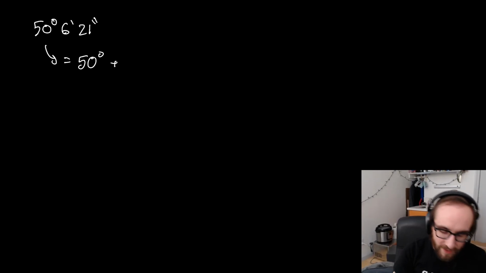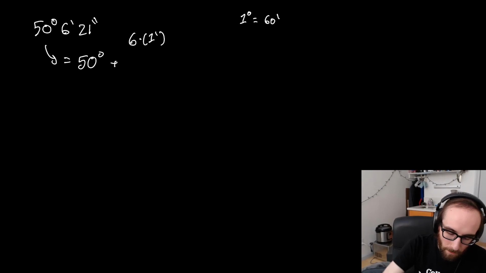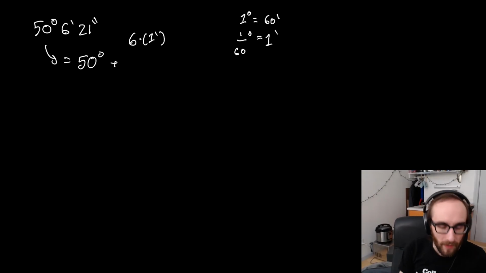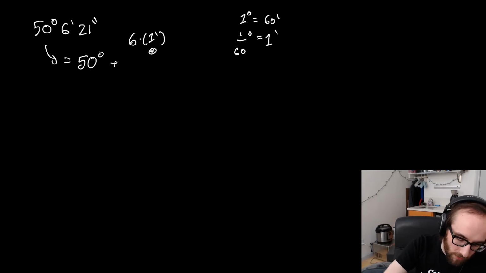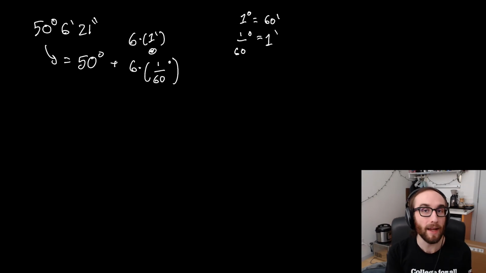Plus, we have 6 minutes. So one way to think of this is 6 times 1 minute. And we know that 1 degree is equal to 60 minutes. In other words, 1 minute is equal to 1/60th of a degree. So instead of this minute here, what we're going to do is write 6 times 1/60th of a degree. So we're changing our minutes into degrees, and we're doing that by dividing by 60.